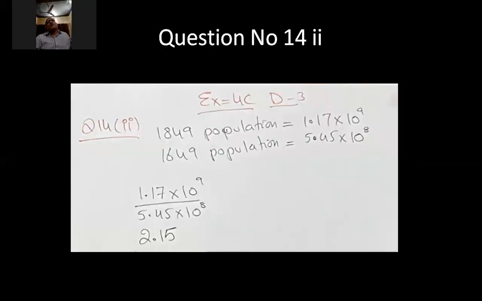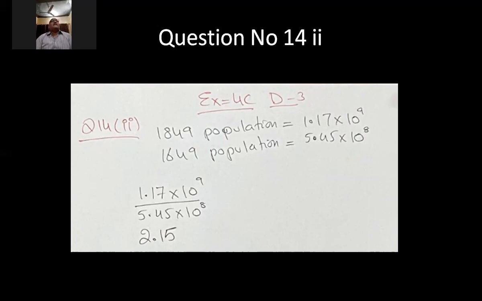Now we have question number 14 and its second part. It says the number of times that the population in 1849 is as large as that in 1649. Okay, so in 1849 the population is 1.17 × 10^9, and in 1649 the population is 5.45 × 10^8. So you have to find the times. So I will divide them.